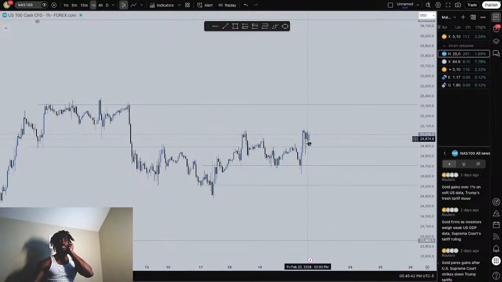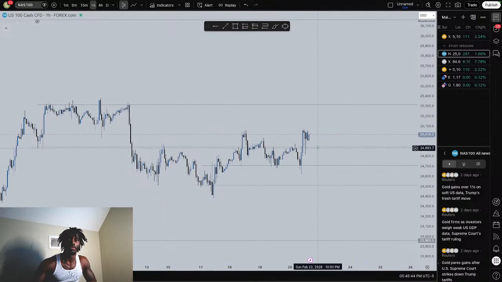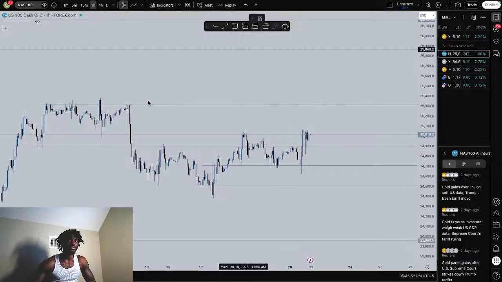As long as Nas maintains above 24,900, then price already got to the highs. As long as price maintains above 24,900, then the next resistance range that I'll look for buys would be up into 25,300 if that is valid. So that's what I'm looking at on Nas and gold. Gold still just looks cleaner.